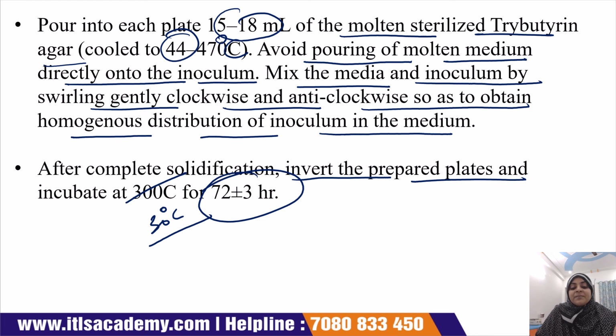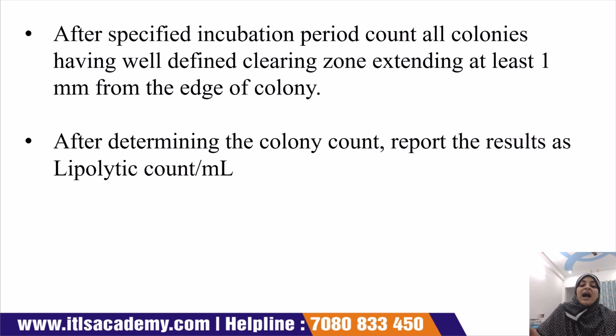Now, what is the reason behind putting the Petri plate in an inverted direction? If you do not keep the Petri plate in an inverted direction inside the incubator, then it will contaminate your result. That's why we are putting it in an inverted direction. Then the temperature is around 30 degrees Celsius for 72 plus minus 3 hours. Now the next step is after the specified incubation period.